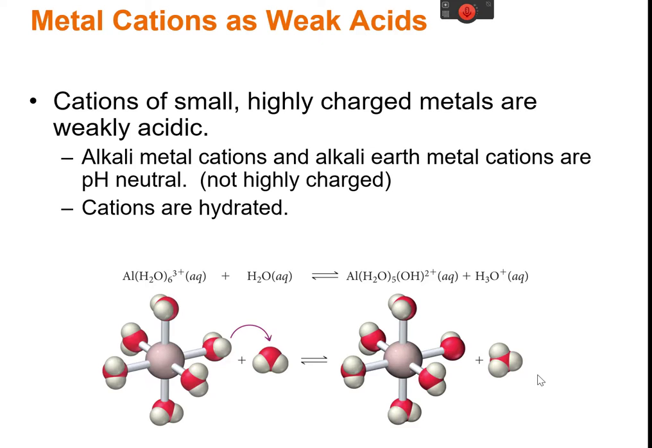So when this happens, we are making this solution more acidic by creating hydronium ions. And again, that's so that we can spread out that +3 charge into a +2 and a +1, which is more stable. So that's what happens there. And that's why when we have charges of +3 or more on metals that are dissolved in solution, those solutions become weakly acidic for that reason.